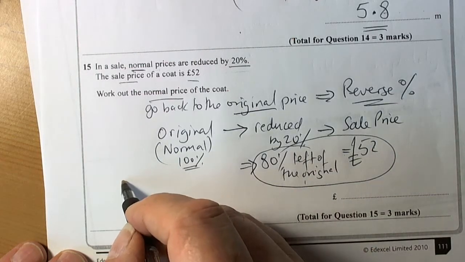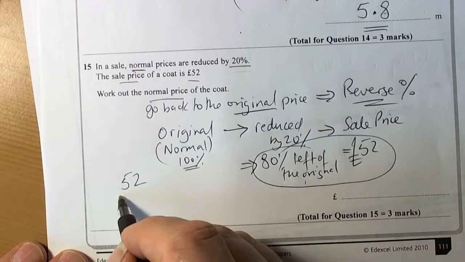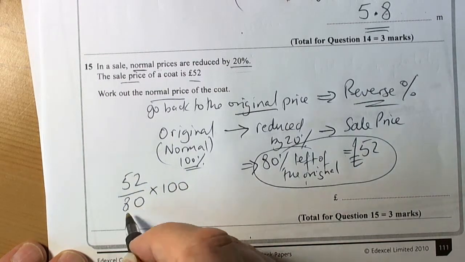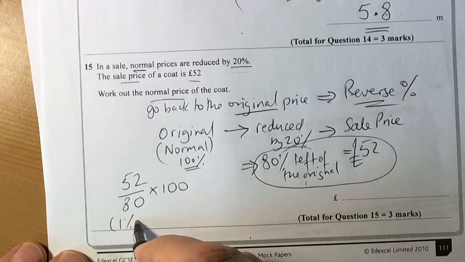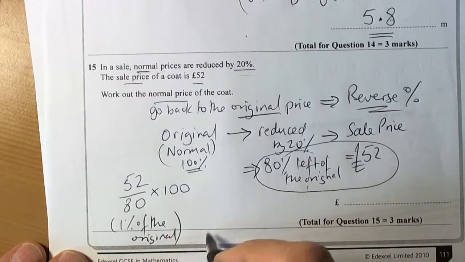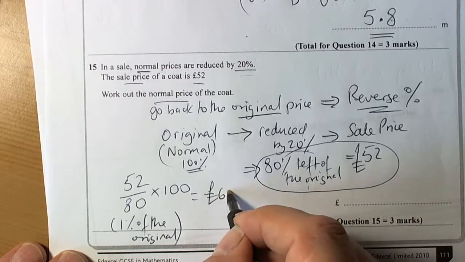So we've got lots of ways of doing this sum. We could do 52 divided by 80 times by 100. In doing the 52 divided by 80, that's 1% of the original price, and that'll give you an answer of £65.